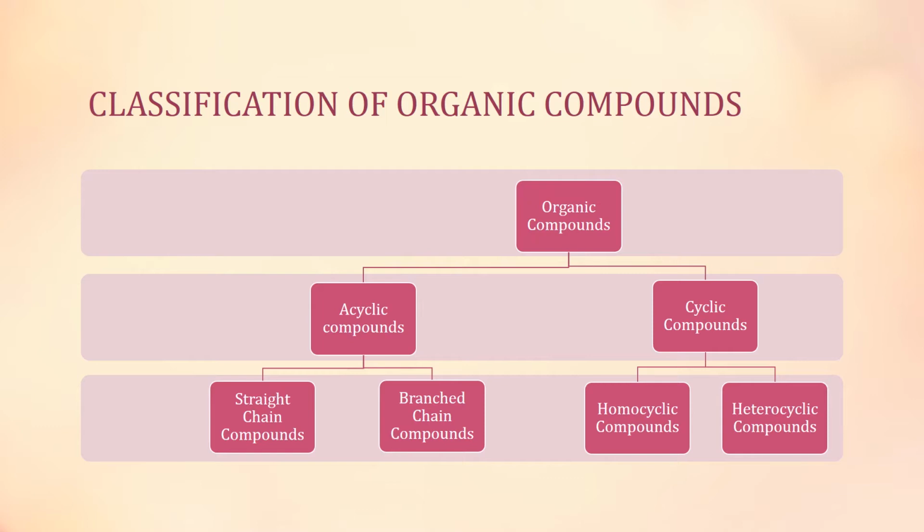And cyclic compounds are further divided into two types. One is the homocyclic compound and second is the heterocyclic compound. Homo means same. It means these cyclic compounds will contain the same kind of atoms. They will contain only carbon atoms. While the heterocyclic compounds are also present in the cyclic form, but they will have one or more different elements there.